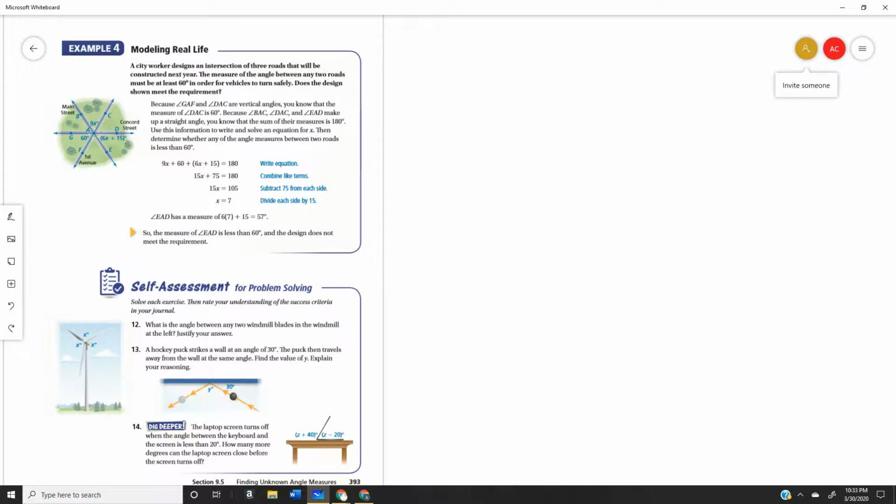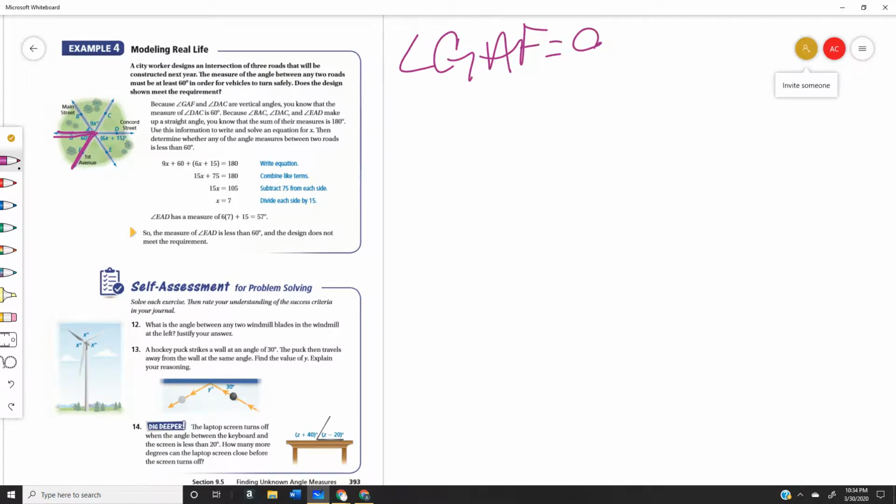Okay, example 4 says, a city worker designs an intersection of 3 roads that will be constructed next year. The measure of the angle between any 2 roads must be at least 60 degrees in order for the vehicles to turn safely. Does the design shown meet the requirement? So we need to look. We have one angle right here. We know that GAF, if we can see GAF right here, GAF equals 60 degrees.